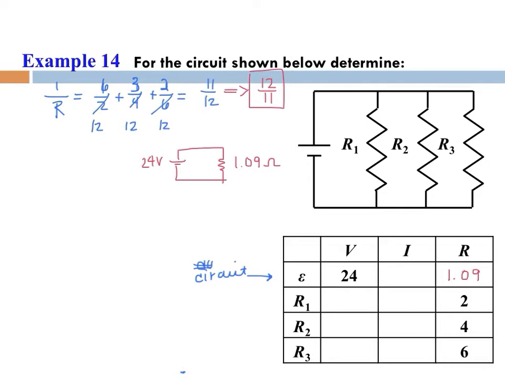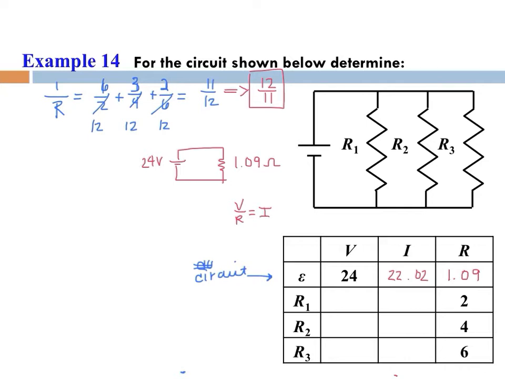So again, to solve for current, I simply do 24 over 1.09, and that gives me a current of 22.02 amps. Again, V over R gives me I.